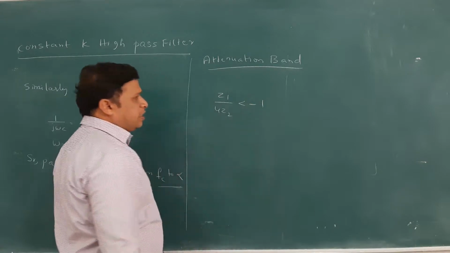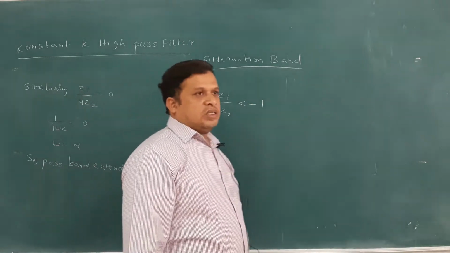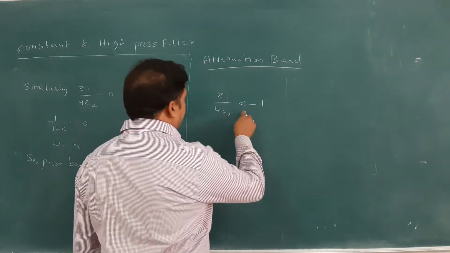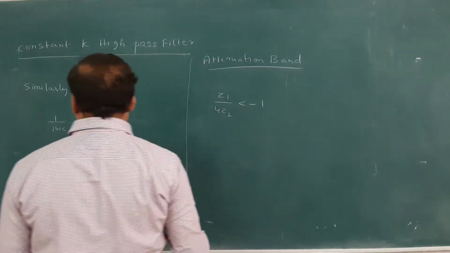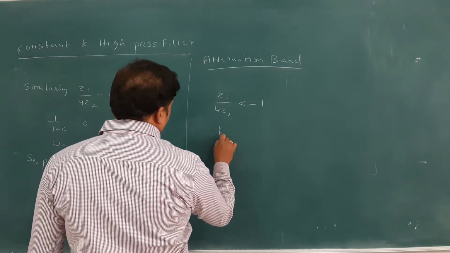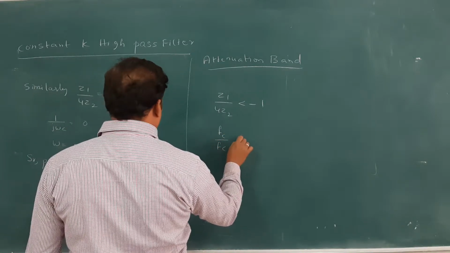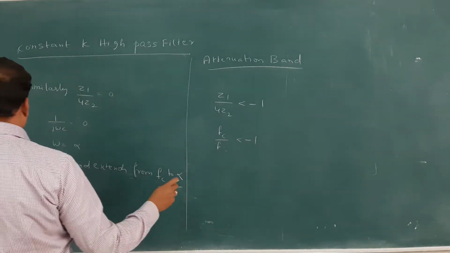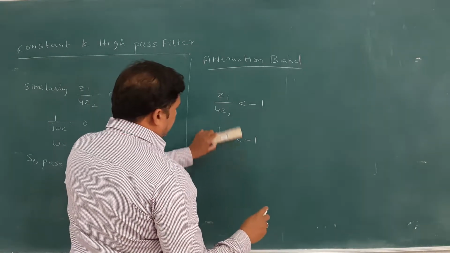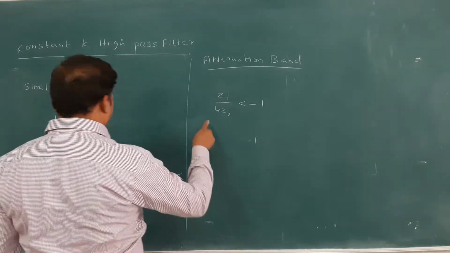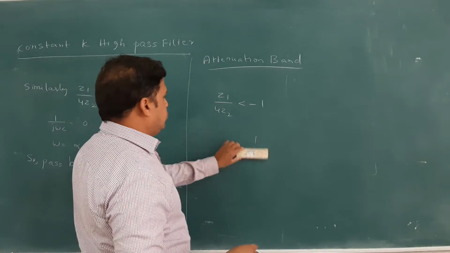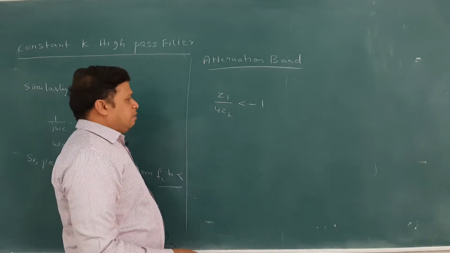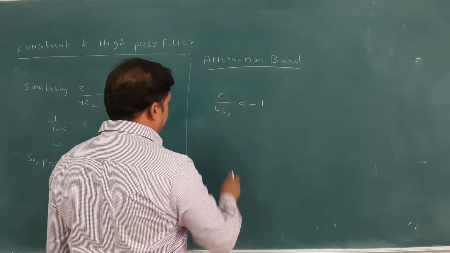Now we have to take different conditions. We have taken z1 by 4 z2 is equal to 0, and z1 by 4 z2 is equal to minus 1. But for the attenuation band, we will take only z1 by 4 z2 is less than minus 1. Therefore, fc by f is less than minus 1, or we can say that this can be written as z1 by 4 z2 is equal to minus 1 by 4 omega square LC is less than minus 1.